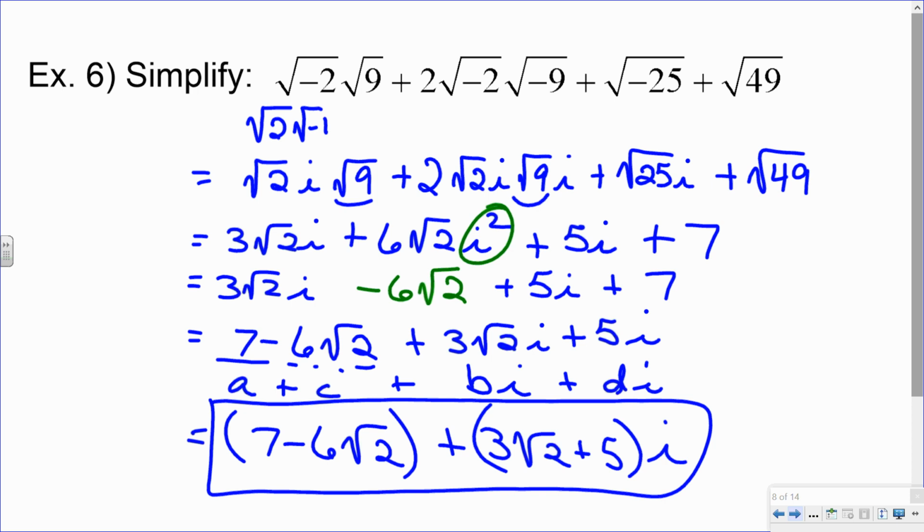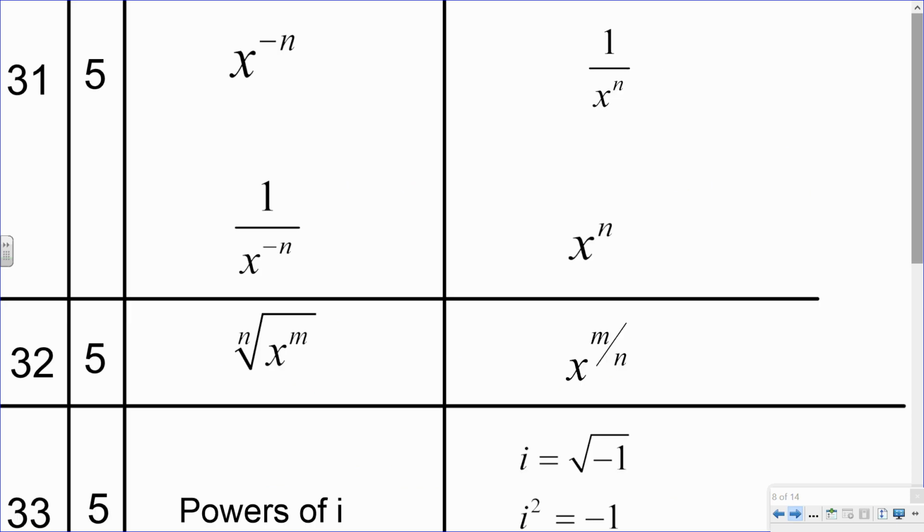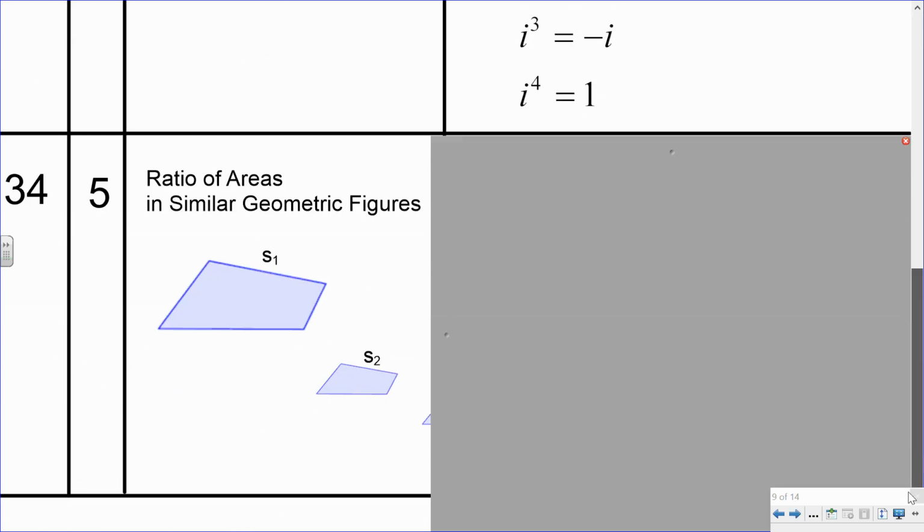Okay, enough exponents and complex numbers, ready to switch to geometry. All right, switching to geometry. You already have those formulas down, so now we're ready to talk about the ratio of areas in similar figures.